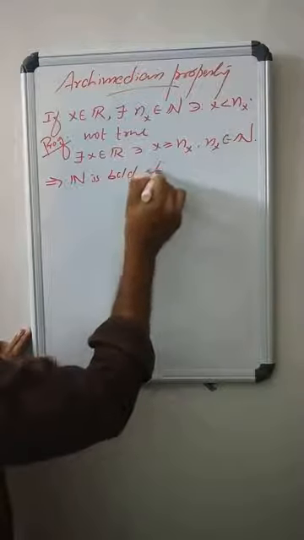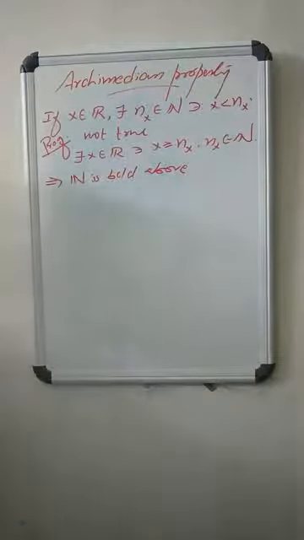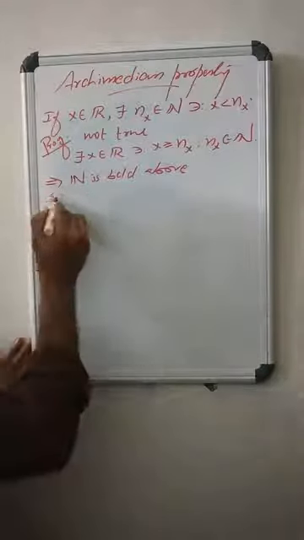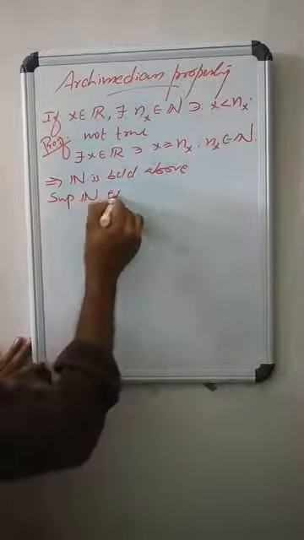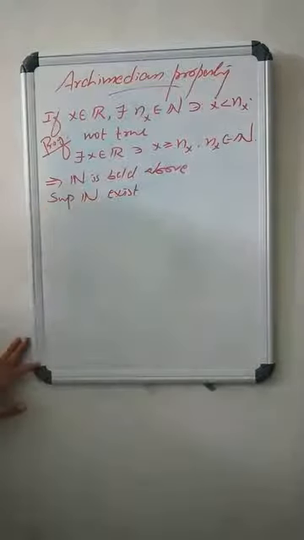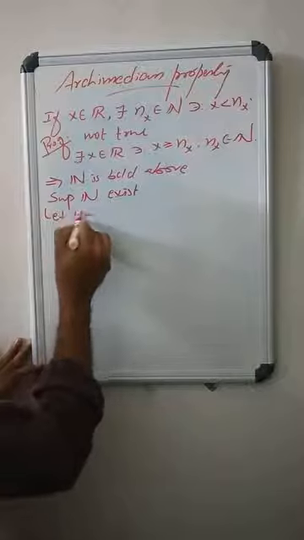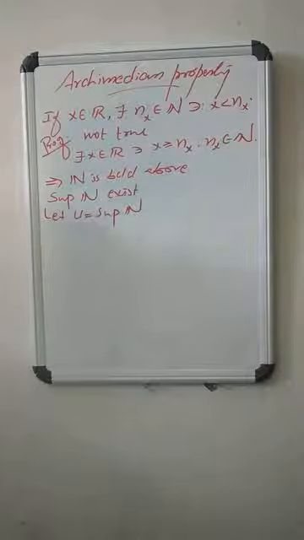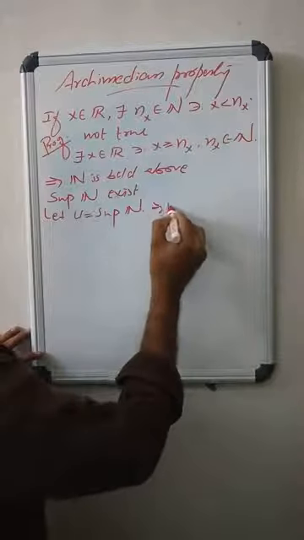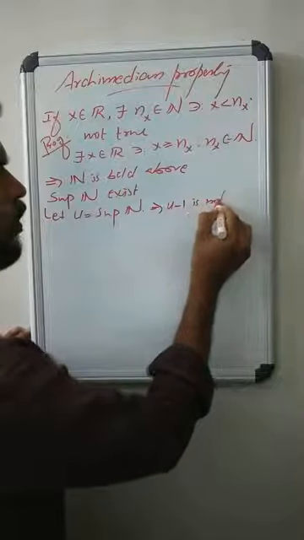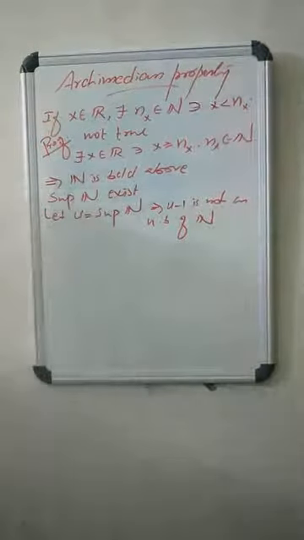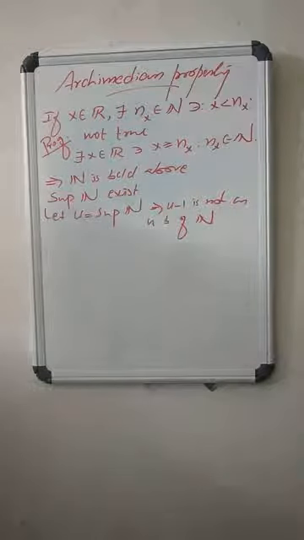N is bounded above. So by the completeness property, the supremum property, N has a supremum. Let u equal the supremum of N. Since u is the supremum of N, what about u minus 1? u minus 1 is not an upper bound of N. Why? Because u is the supremum, the least upper bound.